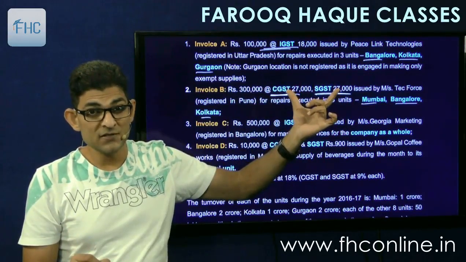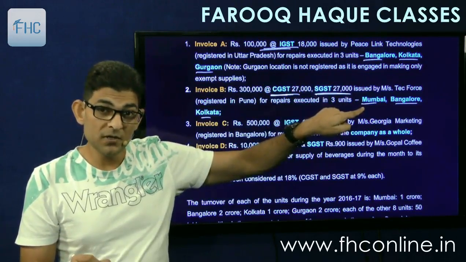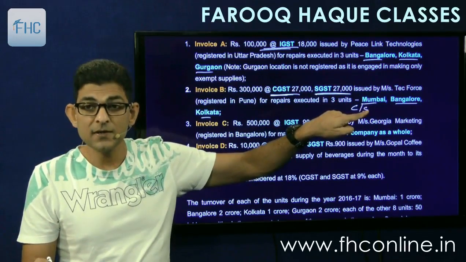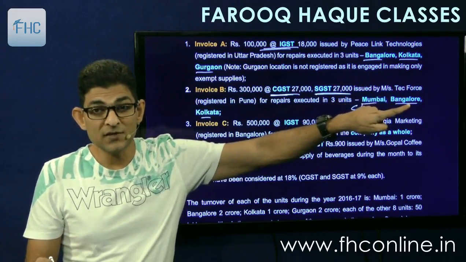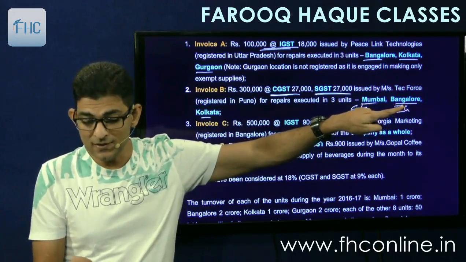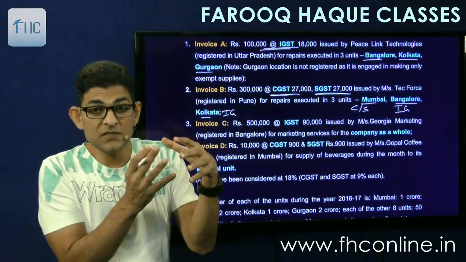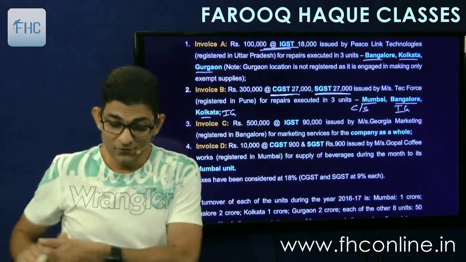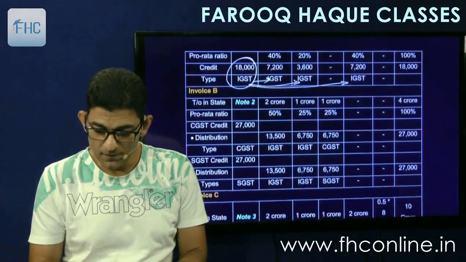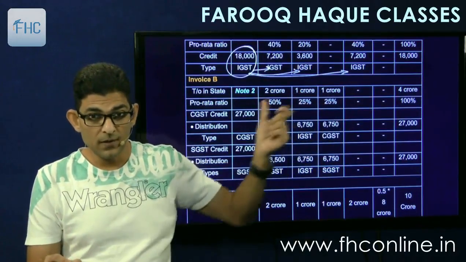So CGST, SGST is there. When it is distributed to the Mumbai unit itself, it will be distributed as CG or SG. So for Mumbai it will remain C and S. But for Bangalore, that is in a different state, and Kolkata, it will become IG, IG. And this IG will be the total of CG and SG. Okay, so let's see the second invoice, invoice B. Turnovers are given. You can find out the proportion.